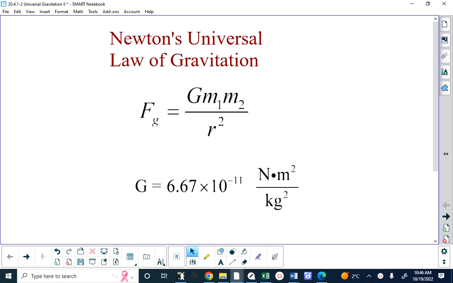So we're going to finish up with Newton's universal law of gravitation today. Tomorrow we're going to look at something which is very closely related to gravitational forces, but it's not a gravitational force. It's called a gravitational field.